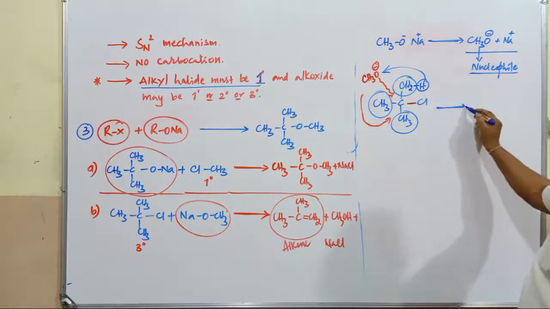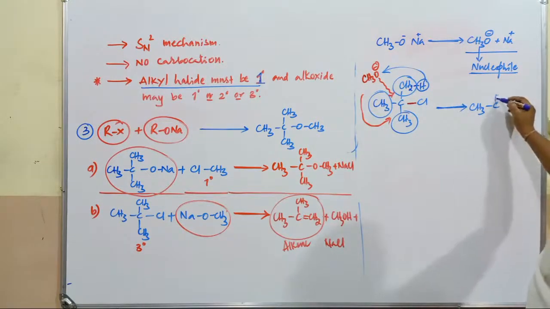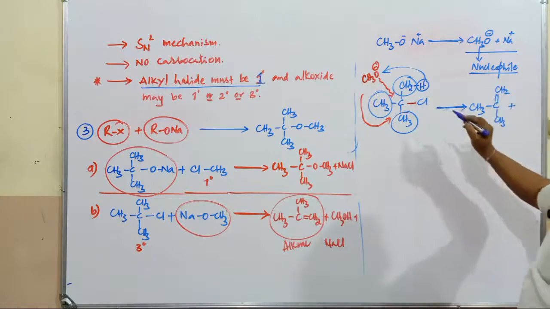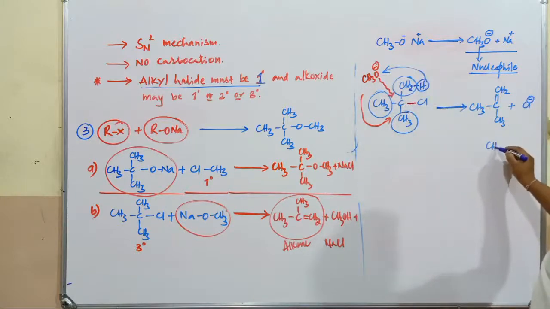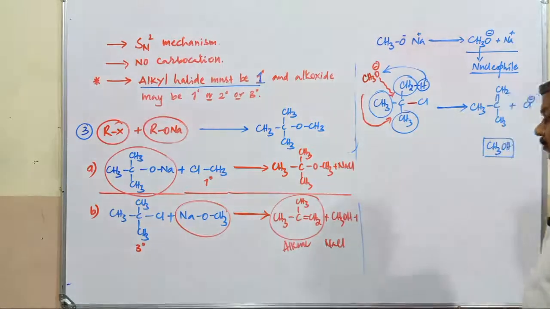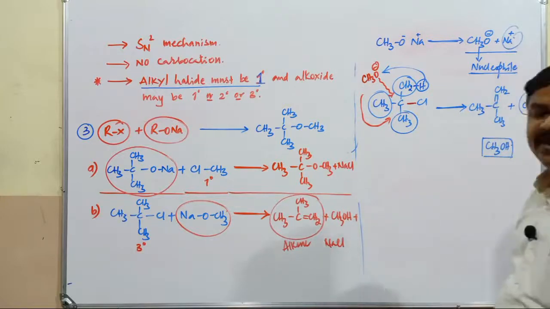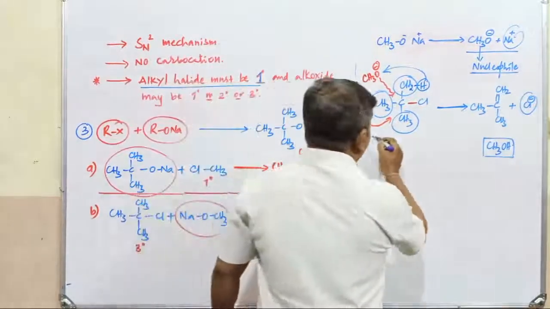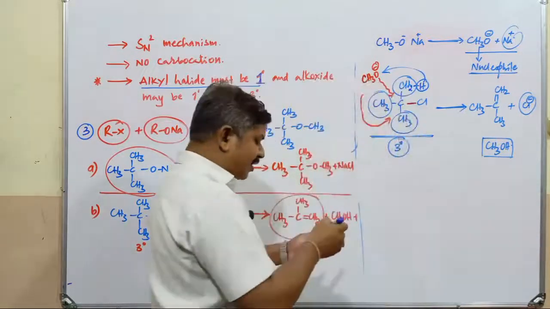As a result, what happens? This is CH3, this is the carbon atom, this is a double bond, CH2 is there, this one is CH3. The Cl minus gets separated here, and H is combining with what molecule? CH3O minus, so CH3OH is produced here. Plus this Cl minus combines with Na plus, which results in the formation of what? Sodium chloride.